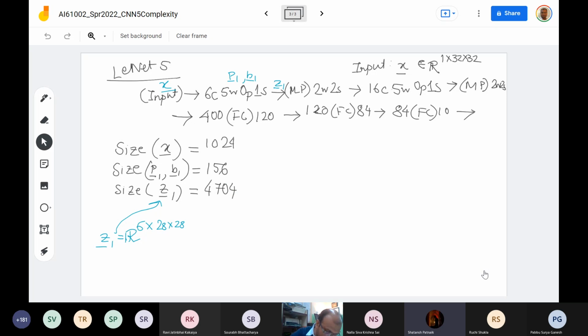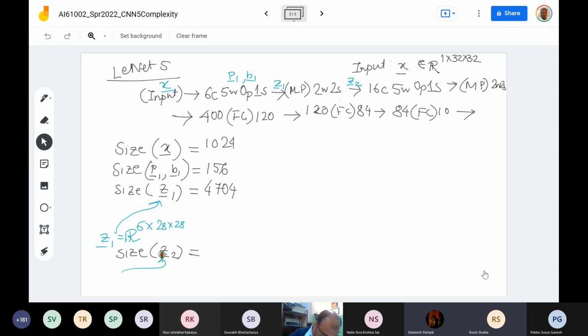Now from here onwards, look over here. This operator, this max pool, does not actually store anything. There are two instances: if I want to preserve the indices, then it might store something; if I don't want to preserve the indices, then it might not store. Nonetheless, it produces an output, which we call Z2. Now, what will be the size of Z2?